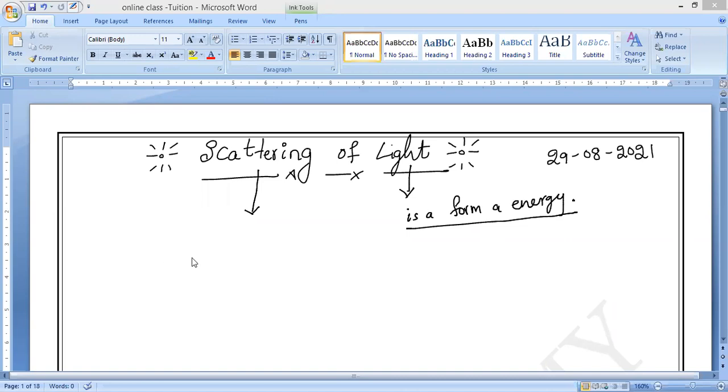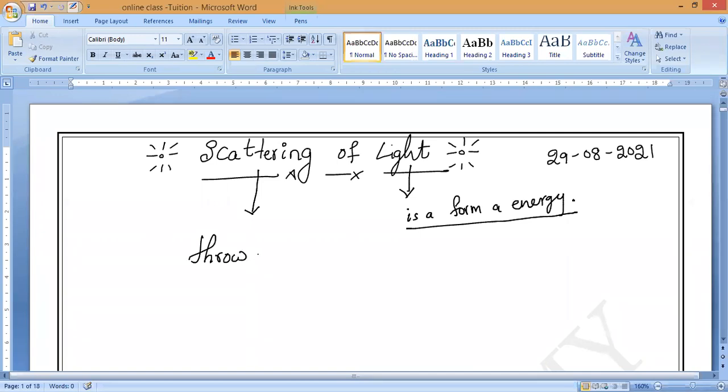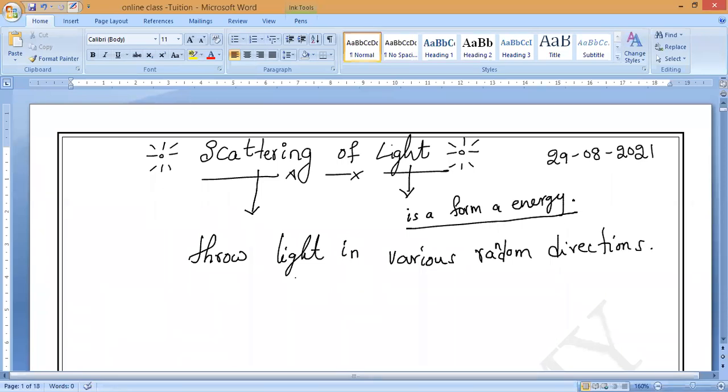So scattering of light means the light coming from the source is thrown in various random directions. Random directions is what is called scattering of light.